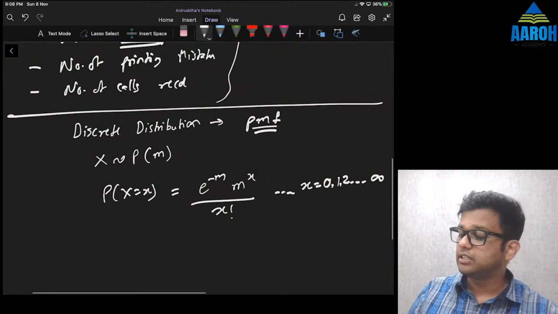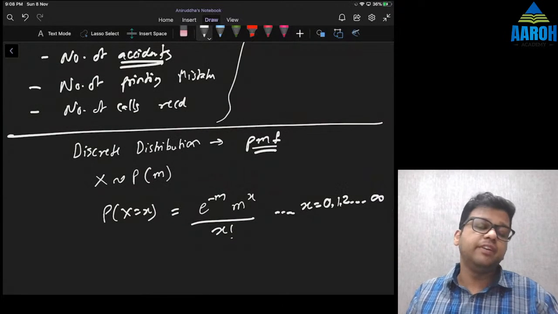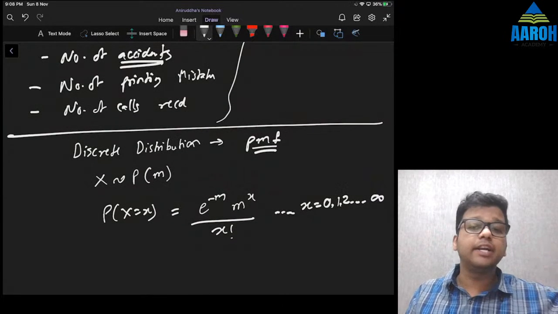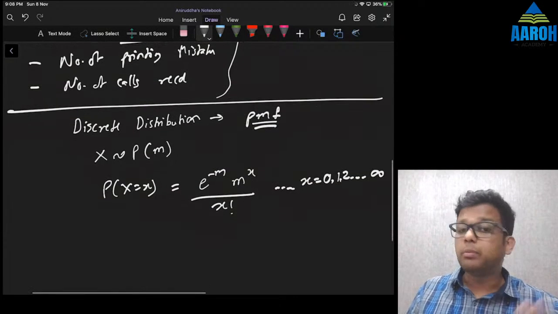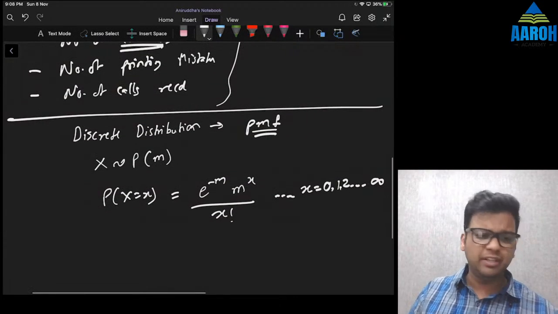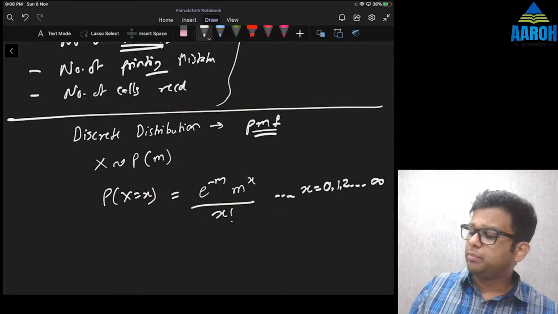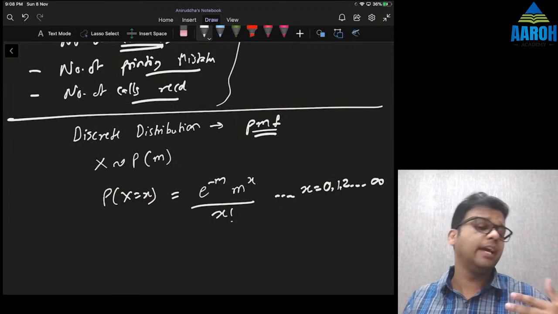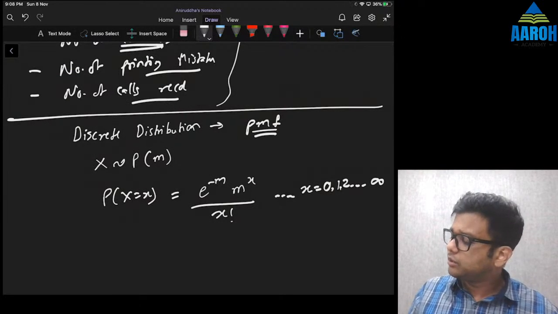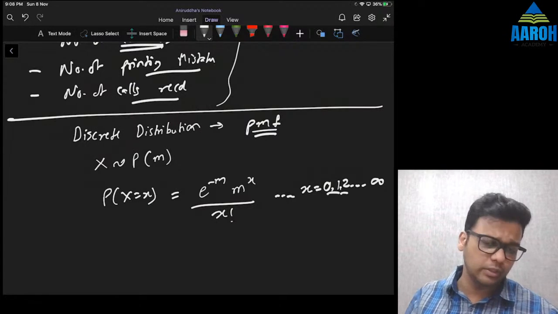Number of accidents, ideally they can be up to infinity. Probability of getting 100 or 1000 accidents will be very low, but they can be up to infinity. Infinity means a very large number. Number of printing mistakes, number of calls, they can go to a very large number, but generally they are only 0, 1, 2, 3 or on the lower side, right?